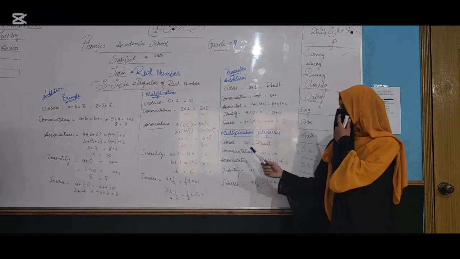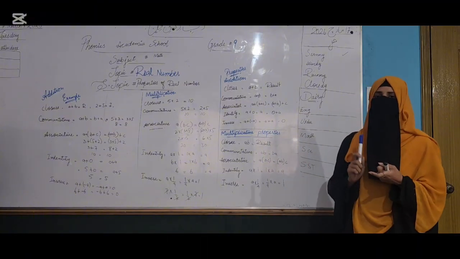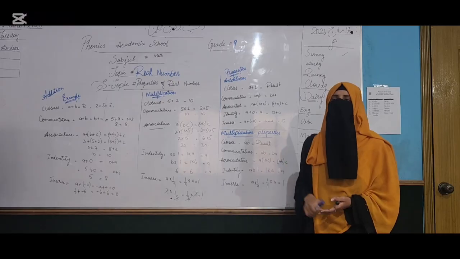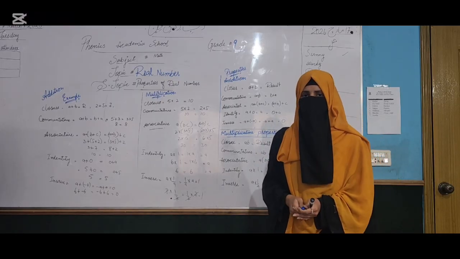So you have had a short introduction to the properties of real numbers. First is the addition property and second is the multiplication property. So students, revise your lesson and complete your homework.